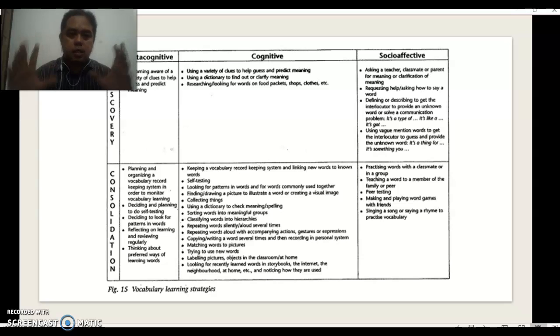Okay, this is the table about metacognitive, cognitive, and socio-affective strategies.